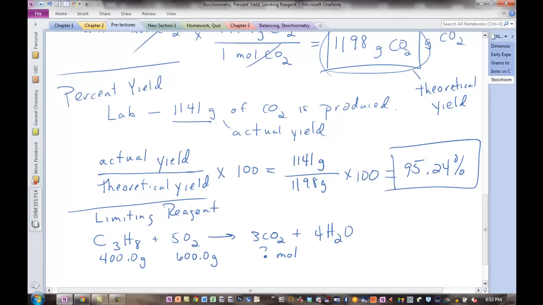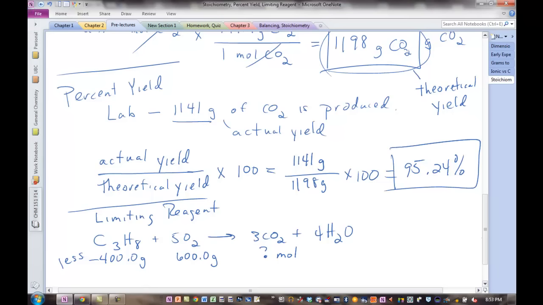So limiting reagent. What that means is which reactant runs out first and limits how much product you can get. The other reactant will be in excess. So one of them is going to run out first. Once it's gone, reaction stops. That's it. So how do we know which one's going to run out first? Now you might first look at this and say, well, we have less propane in terms of mass. It must run out first.